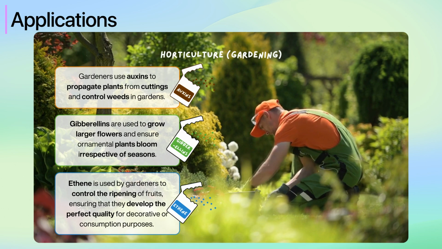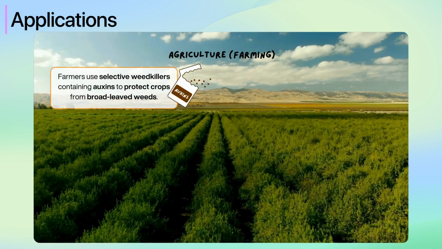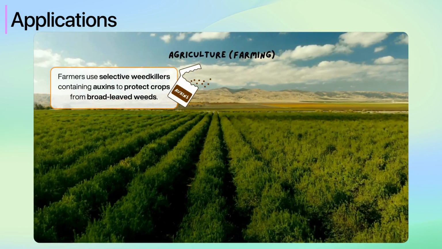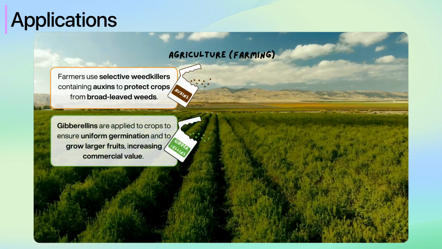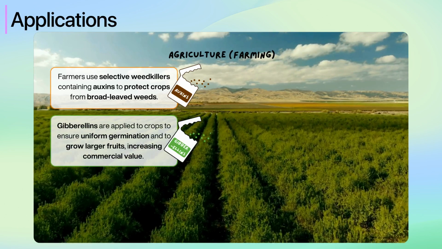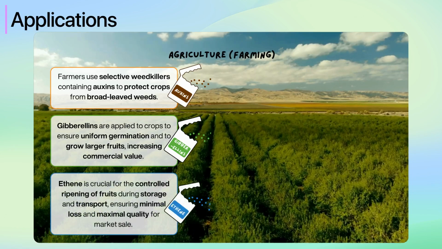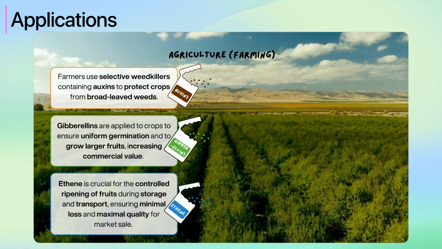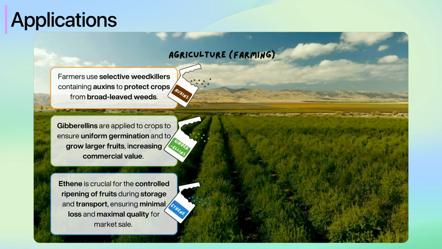or consumption purposes. In agriculture, farmers use selective weed killers containing auxins to protect crops from broad-leaved weeds. Gibberellins are applied to crops to ensure uniform germination and to grow larger fruits, increasing commercial value. Ethylene is crucial for the controlled ripening of fruits during storage and transport, ensuring minimal loss and maximal quality for market sale.